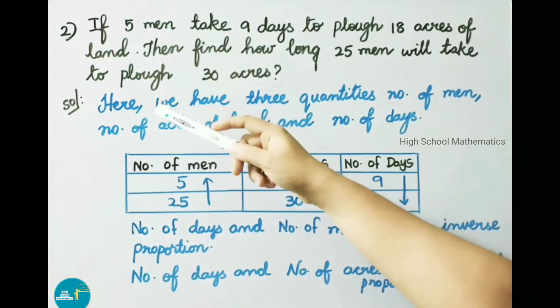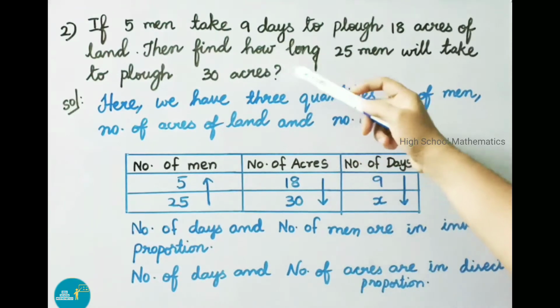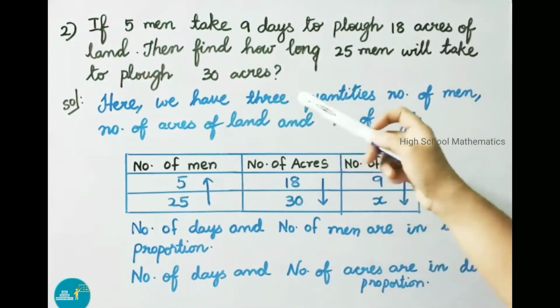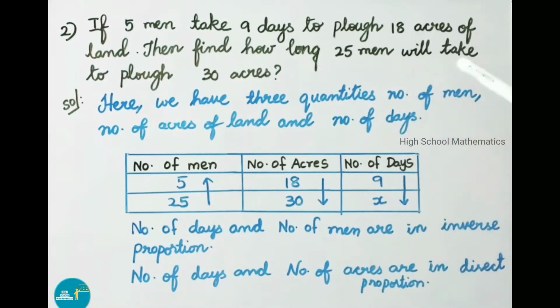See now question number 2. If 5 men take 9 days to plow 18 acres of land, then find how long 25 men will take to plow 30 acres. Let us see the solution.